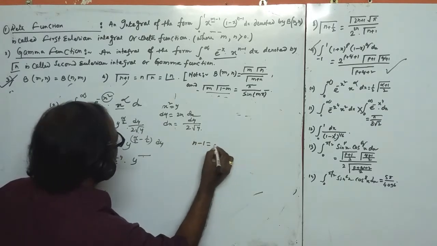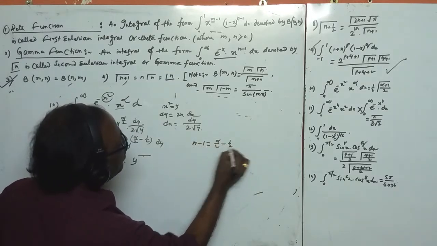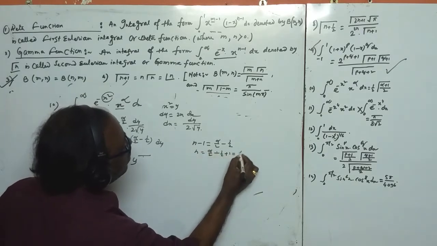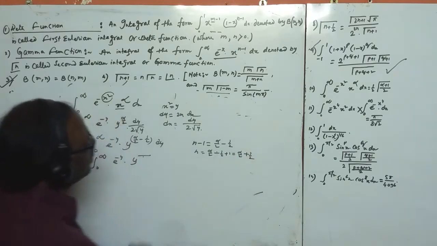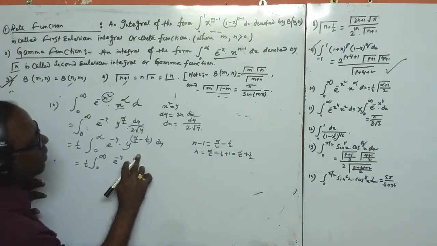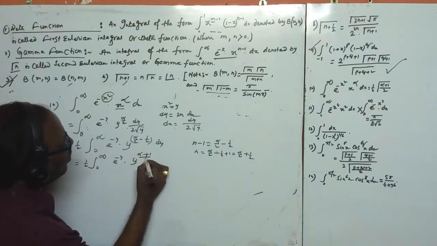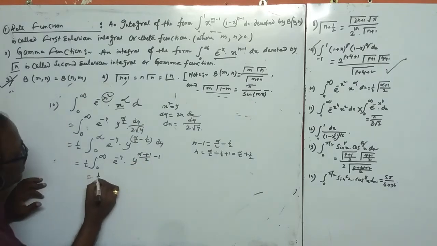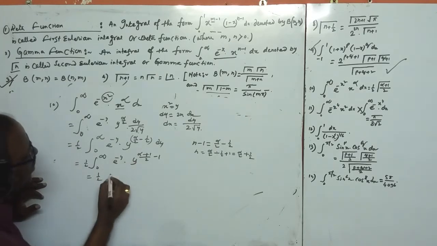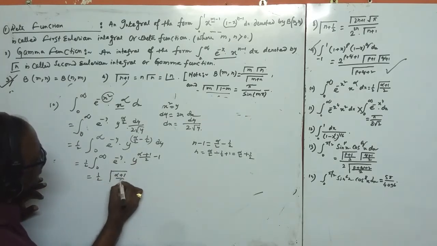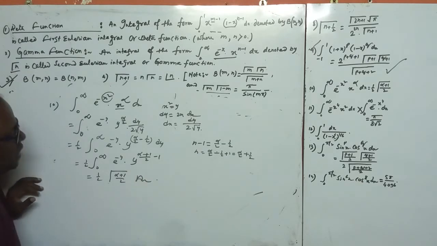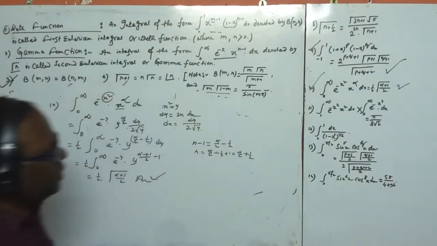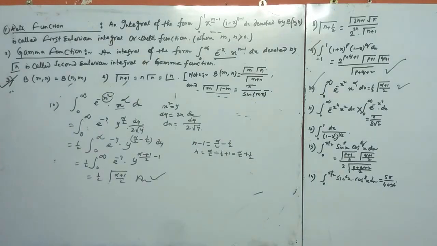So n minus 1 is equal to alpha by 2 minus half. So n is equal to alpha by 2 minus half plus 1, so alpha by 2 plus half. N equal to alpha by 2 plus half means alpha plus 1 by 2, and this is minus 1. So this is the formula from the definition. So this is gamma of (alpha plus 1) by 2, your answer. See, question number 10 solved.